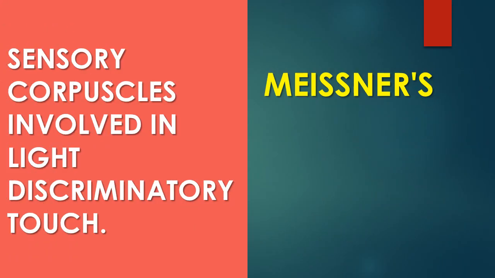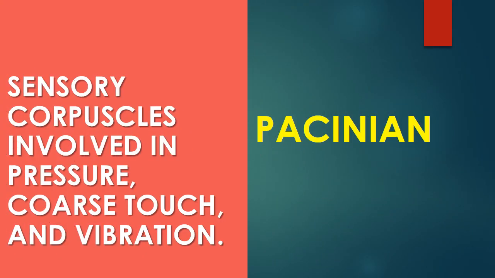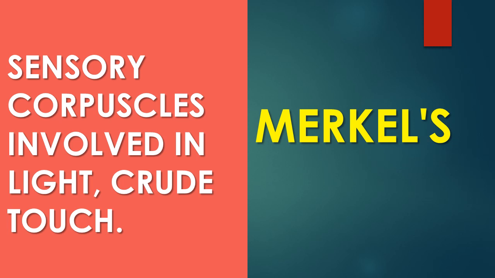Sensory corpuscles involved in light discriminatory touch. Meissner's. Sensory corpuscles involved in pressure, coarse touch, and vibration. Pacinian. Sensory corpuscles involved in light, crude touch. Merkel's.